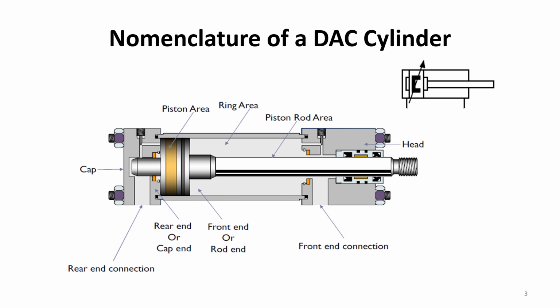The reverse of this happens in the return stroke or the retraction stroke of a cylinder, where compressed air will be made to pass into the cylinder through the front end connection, where the compressed air gets accumulated and exerts pressure on the ring area of the cylinder, and this will make the cylinder retract. This is also called the return stroke of the cylinder. Meanwhile, the air that is occupied in the cap end will try to escape from the cap end connection.